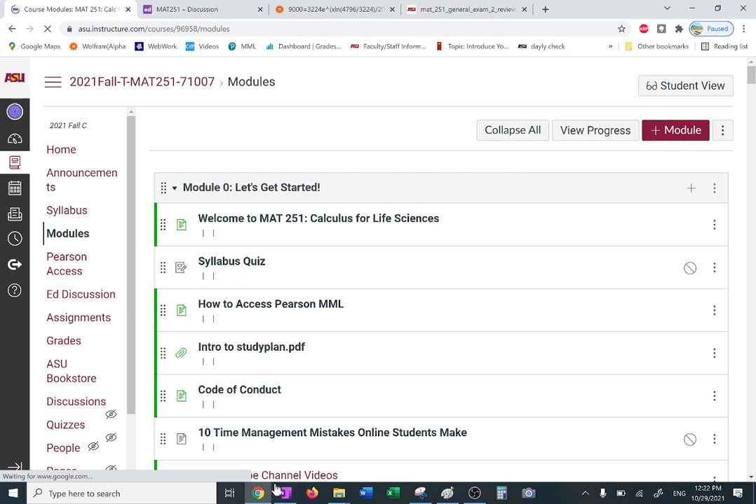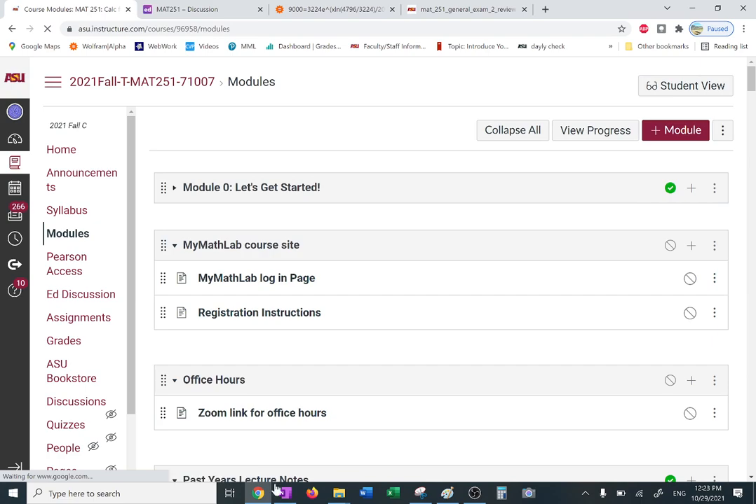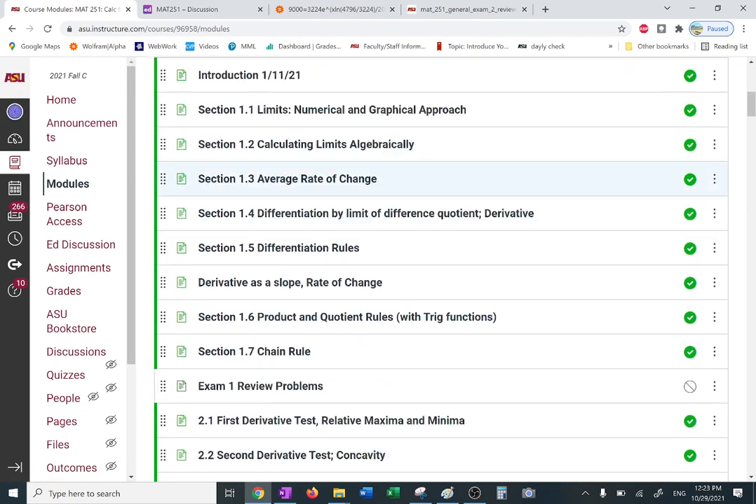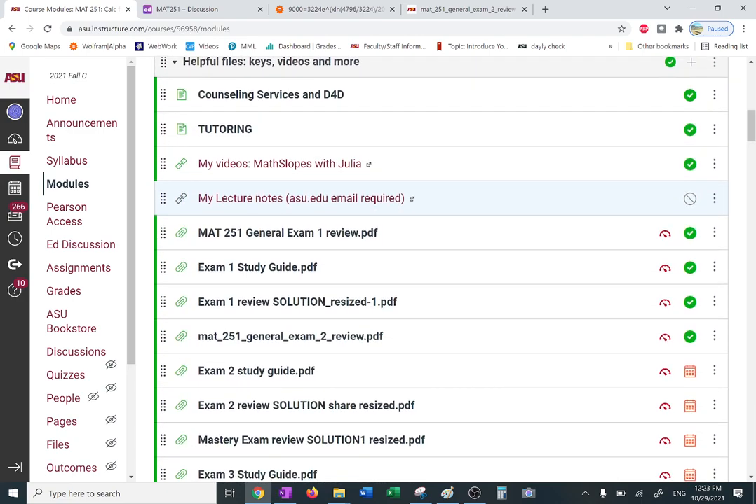If you go to modules, find the module that has a very important title. It's called Exam Keys and Materials. Here they are.